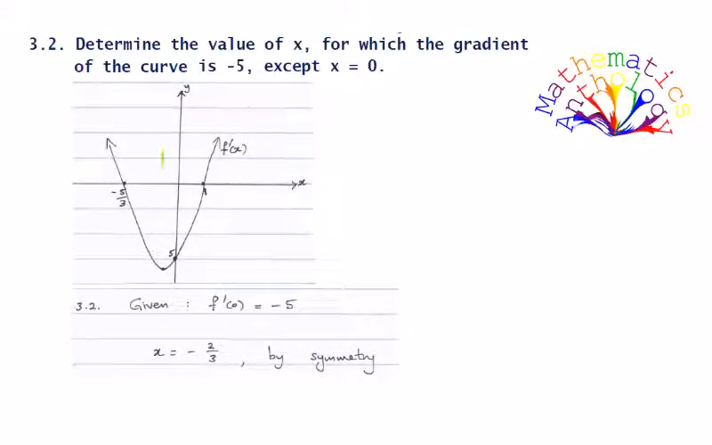3.2 now. Determine the value of x for which the gradient of the curve is negative 5, except x is equal to 0. Okay, so we can see here our graph is the same. We have our two x-intercepts there, which are negative 5 over 3 and 1. And our y-intercept is given as negative 5 there. That should be at the bottom.